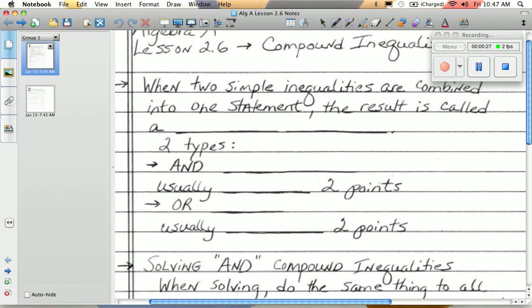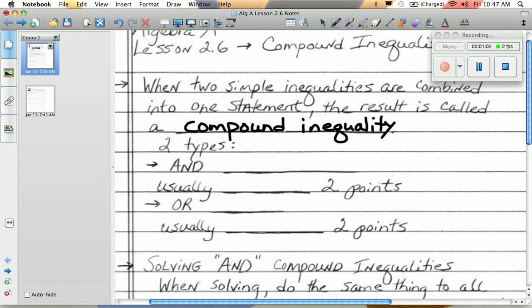When two simple inequalities are combined into one statement, the result is called a compound inequality. So in the other lessons, we've been working with simple inequalities. Now we're going to put two of them together and work with them as a compound inequality. There are two types of compound inequalities.